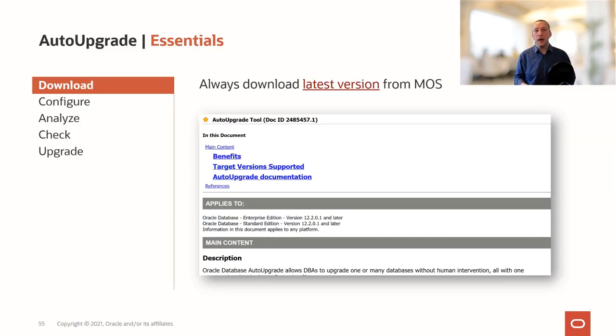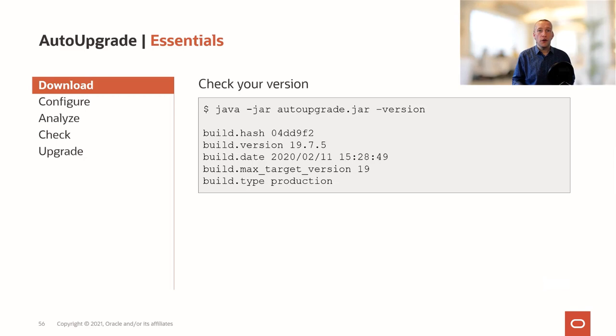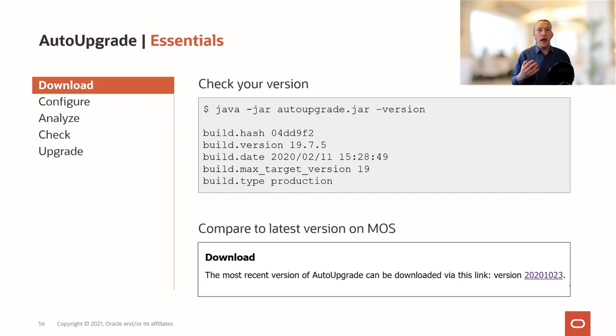First, as Mike mentioned, you can download AutoUpgrade from My Oracle Support. And I really encourage you to always download and use the latest version of AutoUpgrade. You can use AutoUpgrade -version to see which version you're using, and compare that with the information from the My Oracle Support article, comparing the two numbers to ensure that you are running with the latest version.